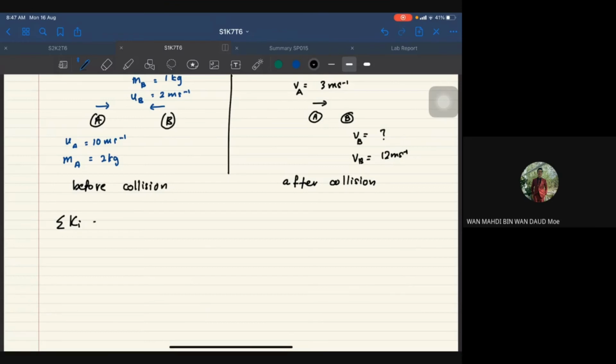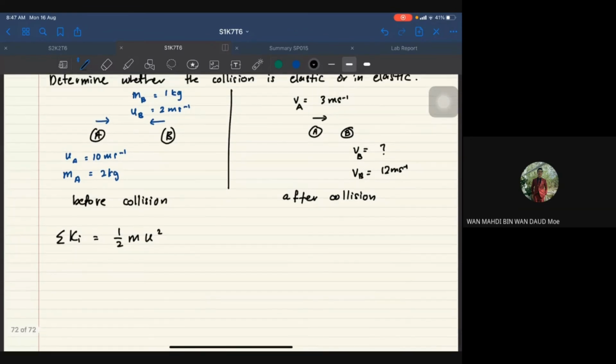Contohnya like this lah. K initial is equals to half mu square plus half mu square. One of these correspond to object A, another one correspond to object B. We can do straight away, calculate it. So I can factorize the half. Saya buat half tu ke depan. So mass of A is 2 kg. Velocity of A is 10. Don't forget to put the square.